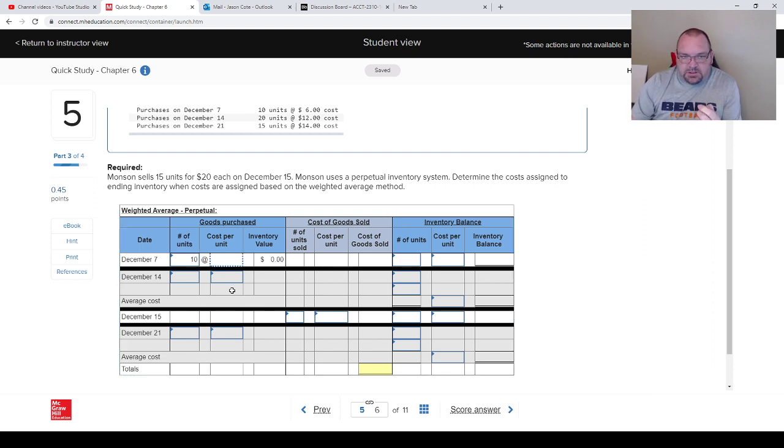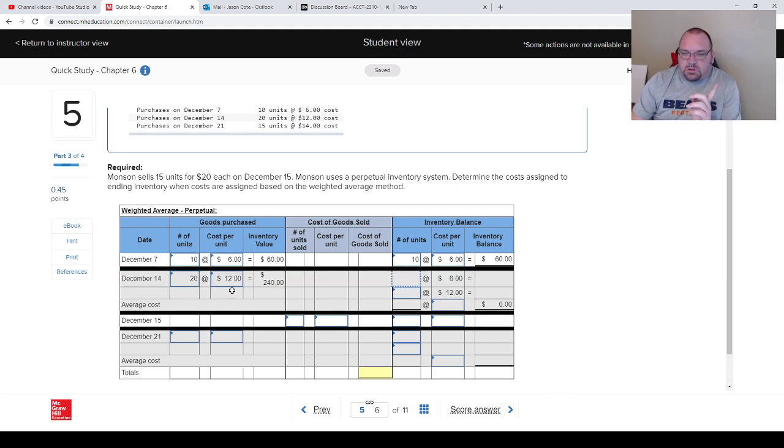We got 10 units, $6 a piece, which is going to leave you the inventory of 10 units at $6 a piece after the first day. After the second purchase, we're going to add 20 units at $12 a piece. So in inventory after those 2 purchases, we're going to have 10 units at $6 a piece and 20 units at $12 a piece. All right? So what you've got to figure out is the average cost. You got the dollar amount of inventory, which is $300.